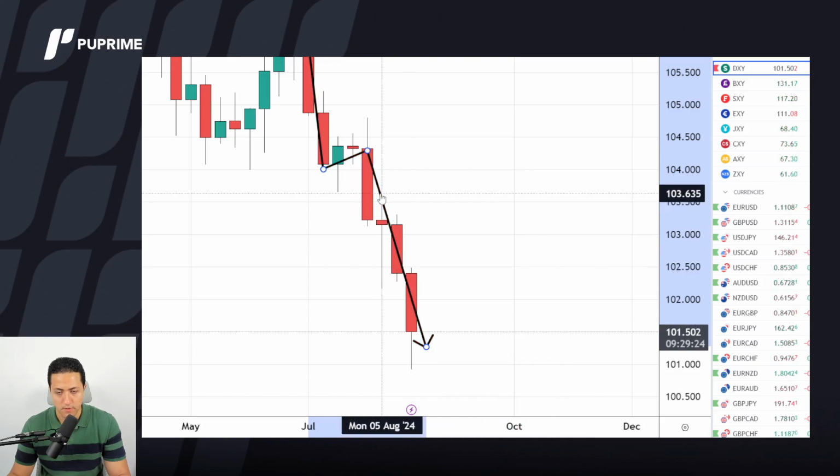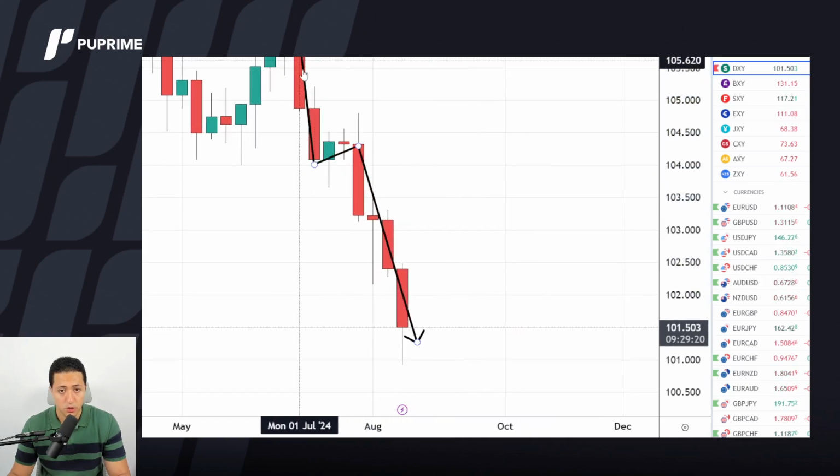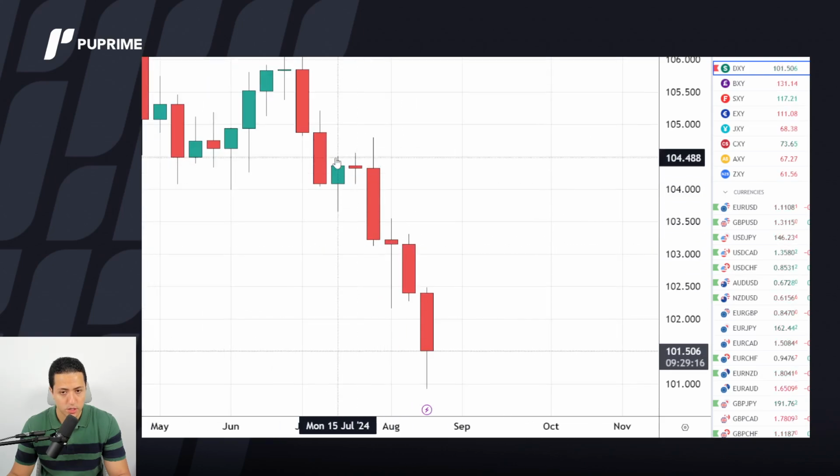let me get it above, price, visual order, bring to front. Okay, so it's a drop, base, drop. So as we said, those two candles serve as base. If I want to draw the wide version on those two candles, I would just work with the extremes from the lowest wick to the highest wick.